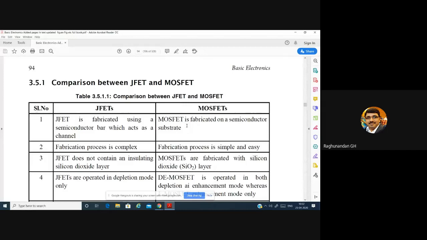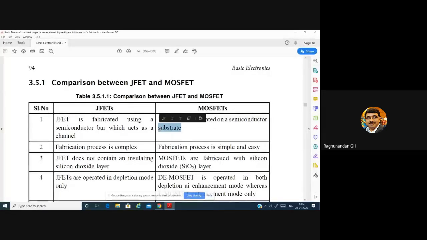But here the MOSFET is fabricated on a semiconductor substrate. We take a substrate, means a separate layer we take, on which we are going to fabricate this one. In the JFET, we used to take a semiconductor bar and whatever we wanted to do, we were doing directly on the semiconductor bar. But here we take a separate substrate. A substrate is just like some separate base on which you are going to build something. That kind of fabrication is said to be substrate oriented fabrication.